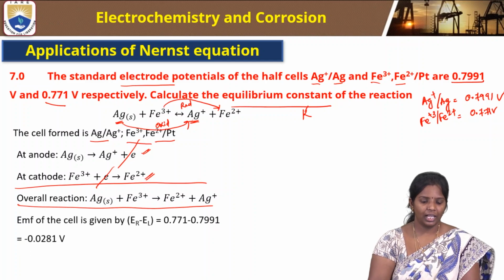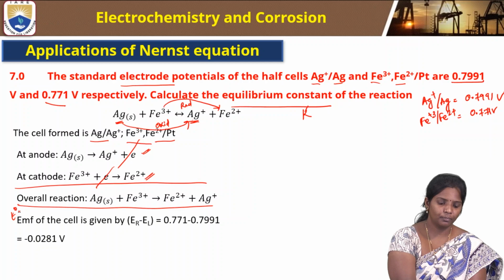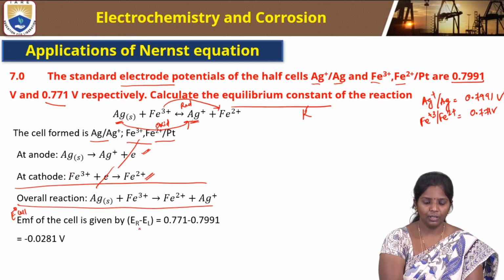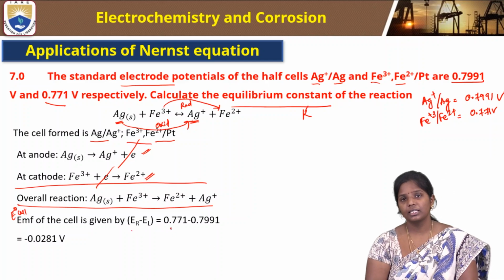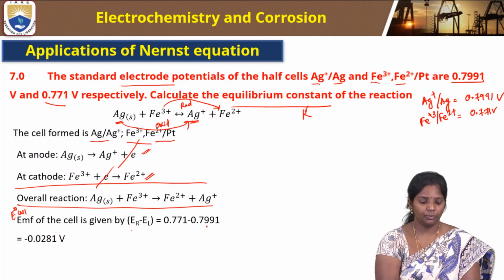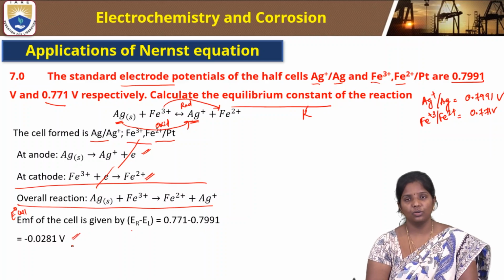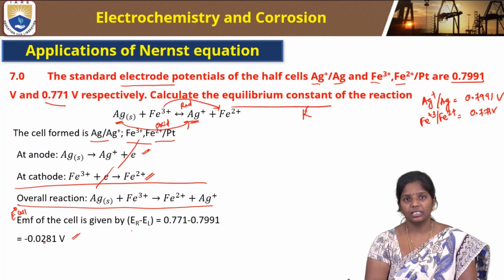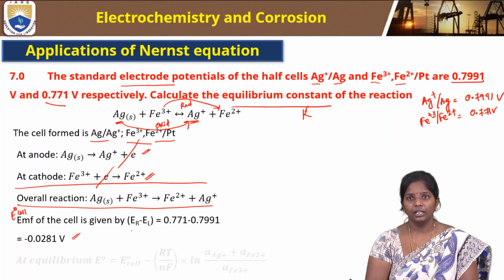Now we will calculate E naught cell. The EMF of the cell is cathode minus anode, so 0.771 minus 0.7991. That gives minus 0.0281. So minus 0.0281 is the E naught cell of that particular cell.